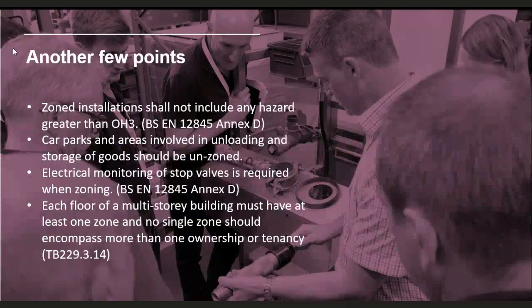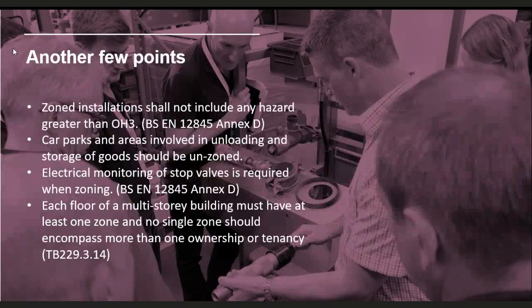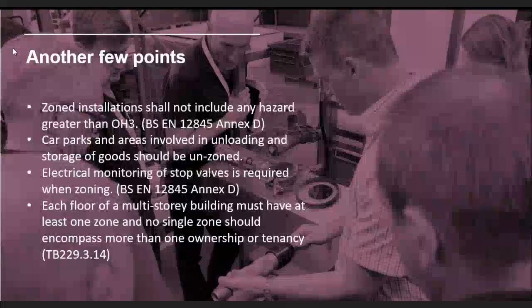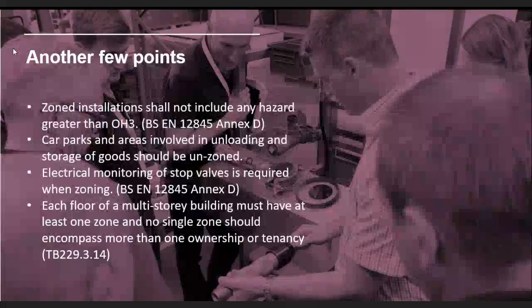So a few other points. Zoned installations must not include any hazard greater than OH3. Again, I'm not really sure why that is, but high hazard applications and high hazard buildings would not be zoned, because the rules say you can only zone up to OH3. So OH4 also would not be zoned. Car parks and areas involved in unloading and storage of goods should be unzoned. So again, we're not going to zone our car parks or loading bays.